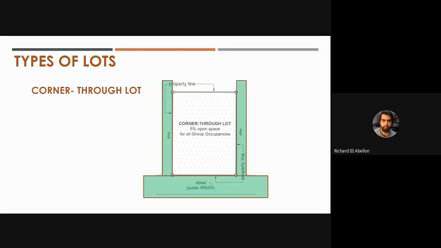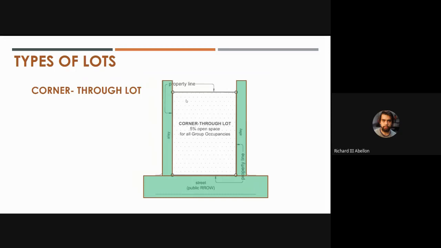Now we have the corner through lot. So, a mixture of the through lot and the corner lot. Meron kang tatlong streets, or may dalawang alley or small street, then public road right of way. So, meron kang tatlong roads adjacent to the lot.